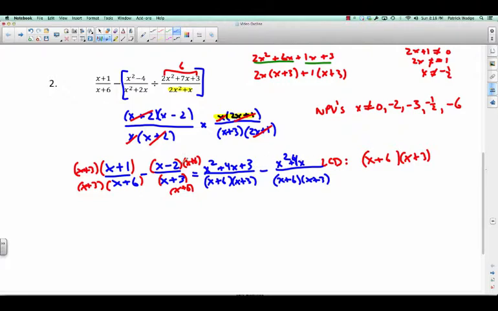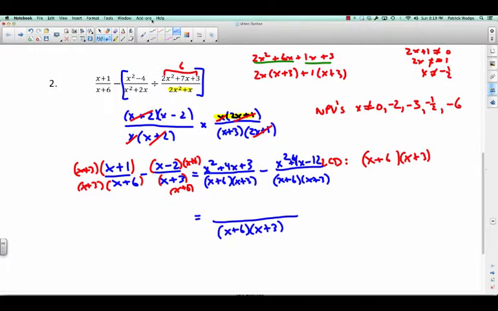4x. And finally, negative 2 times positive 6 is negative 12. Okay, we're going to combine those. So obviously we're going to have the same denominator, x plus 6 times x plus 3. Now be careful, remember this subtraction sign refers to everything. So you could make it a plus and change all the signs: negative x squared, negative 4x, and plus 12.